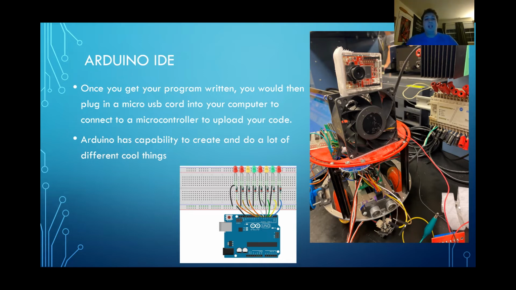The Arduino has a lot of capability to create and do a lot of really cool things. If you see at the bottom there, the microcontroller is plugged into and connected to a bunch of different LEDs. You can have each LED light up at the same time, or you can have only certain LEDs light up at a specific time. If you want, you can have all the red LEDs light up, and then all the green, then all the yellow. You can write all that in the software using C++ language.